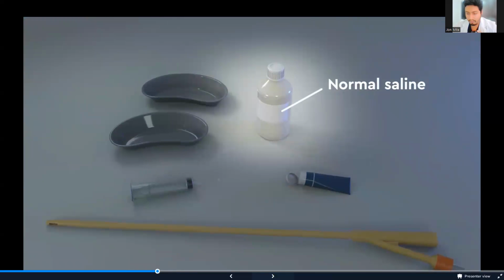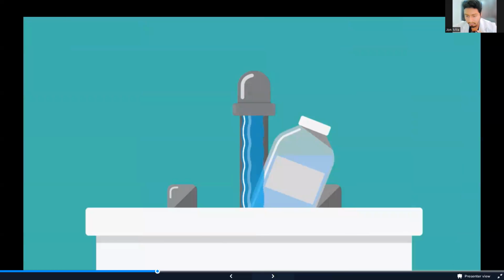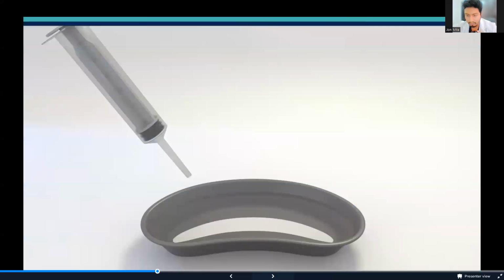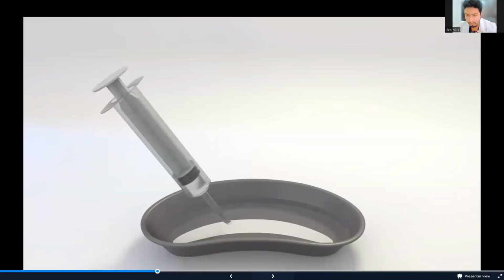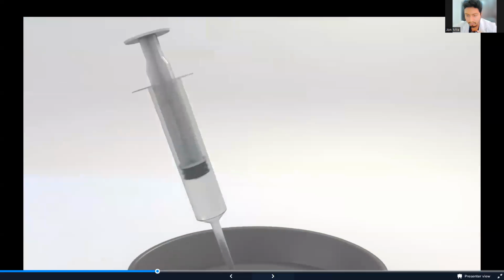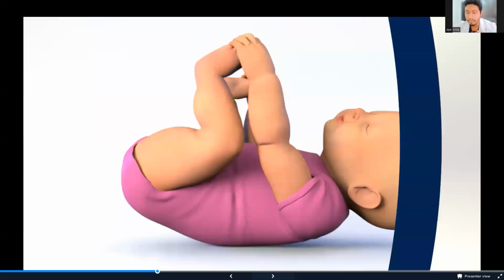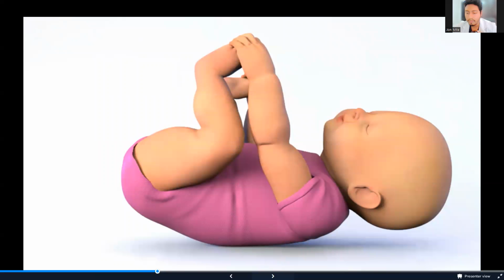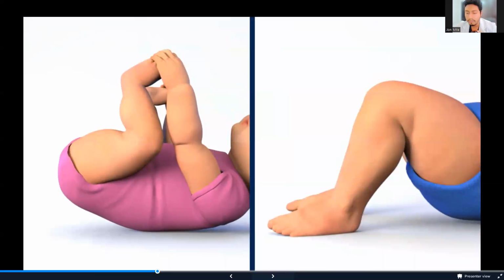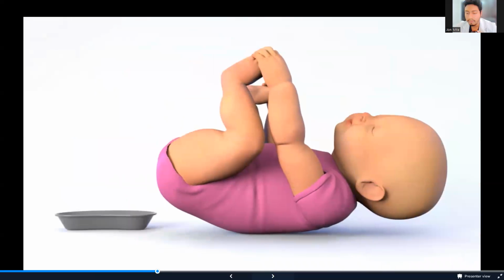Start by warming the normal saline. We recommend sitting the bottle in a sink of warm water, then testing the temperature of the saline on your wrist to make sure it isn't too hot. Pour the warm saline into a small basin, then draw up 10 to 20 milliliters using your catheter tip syringe. Position your child so they are lying on their back with their knees bent to their chest, or if they are bigger, with their knees bent with feet flat on a surface. Place the empty basin next to your child.